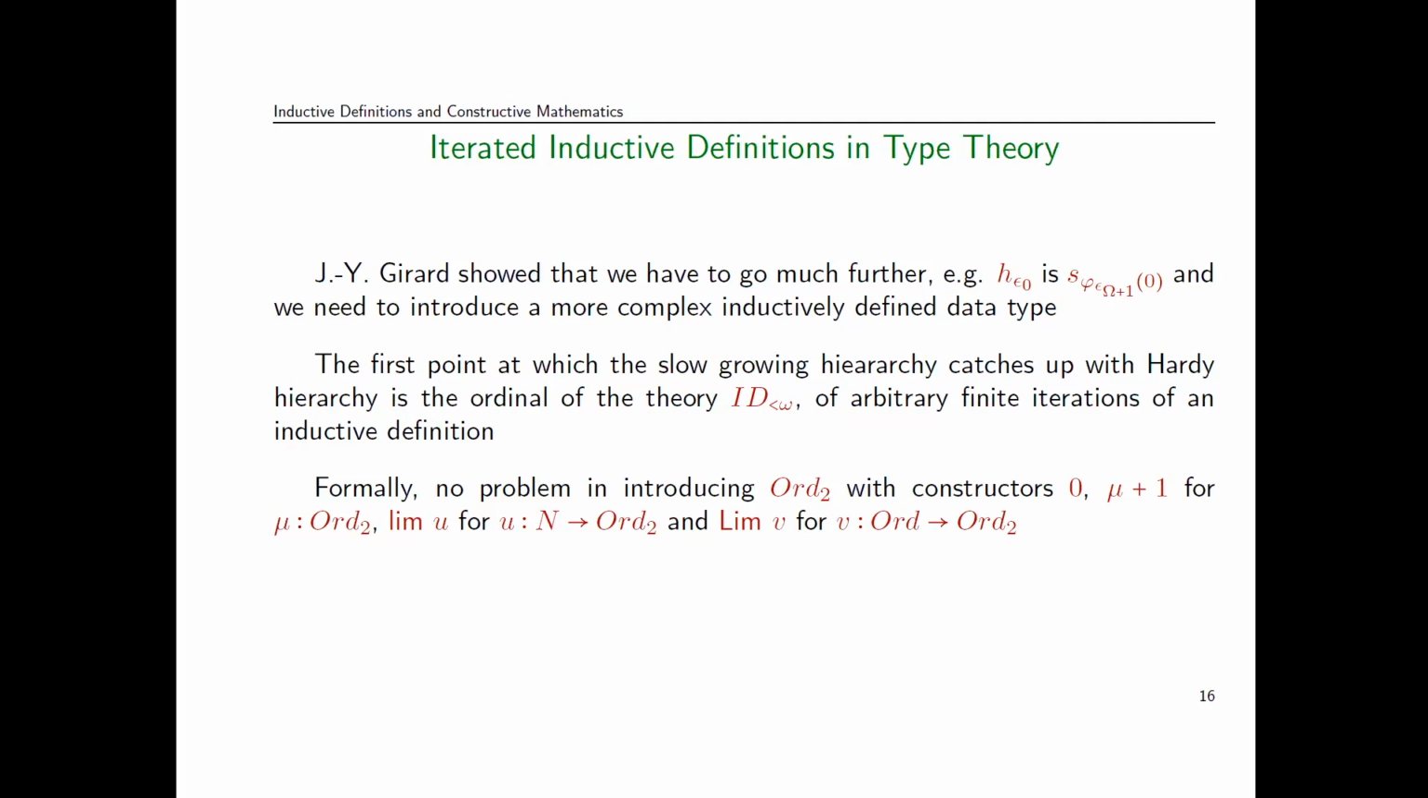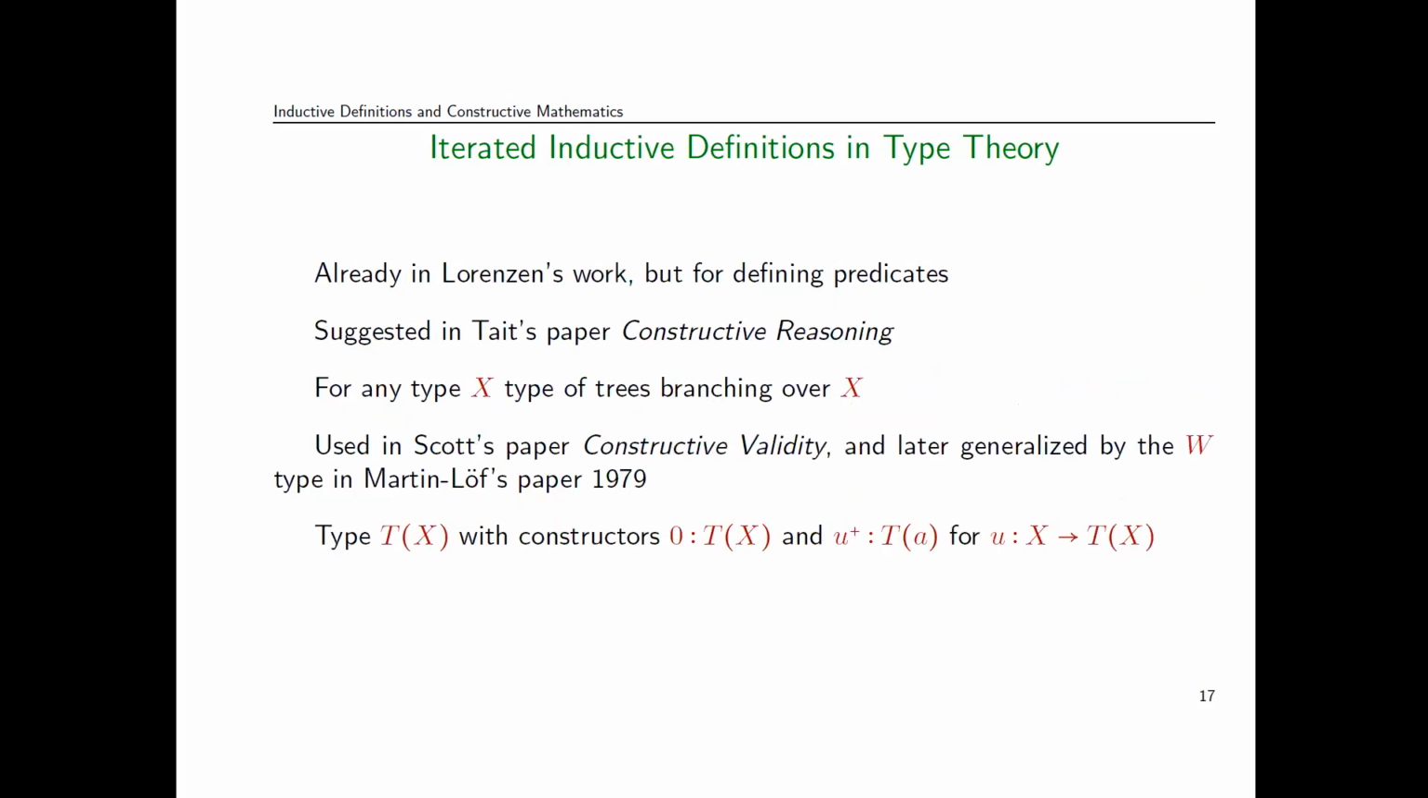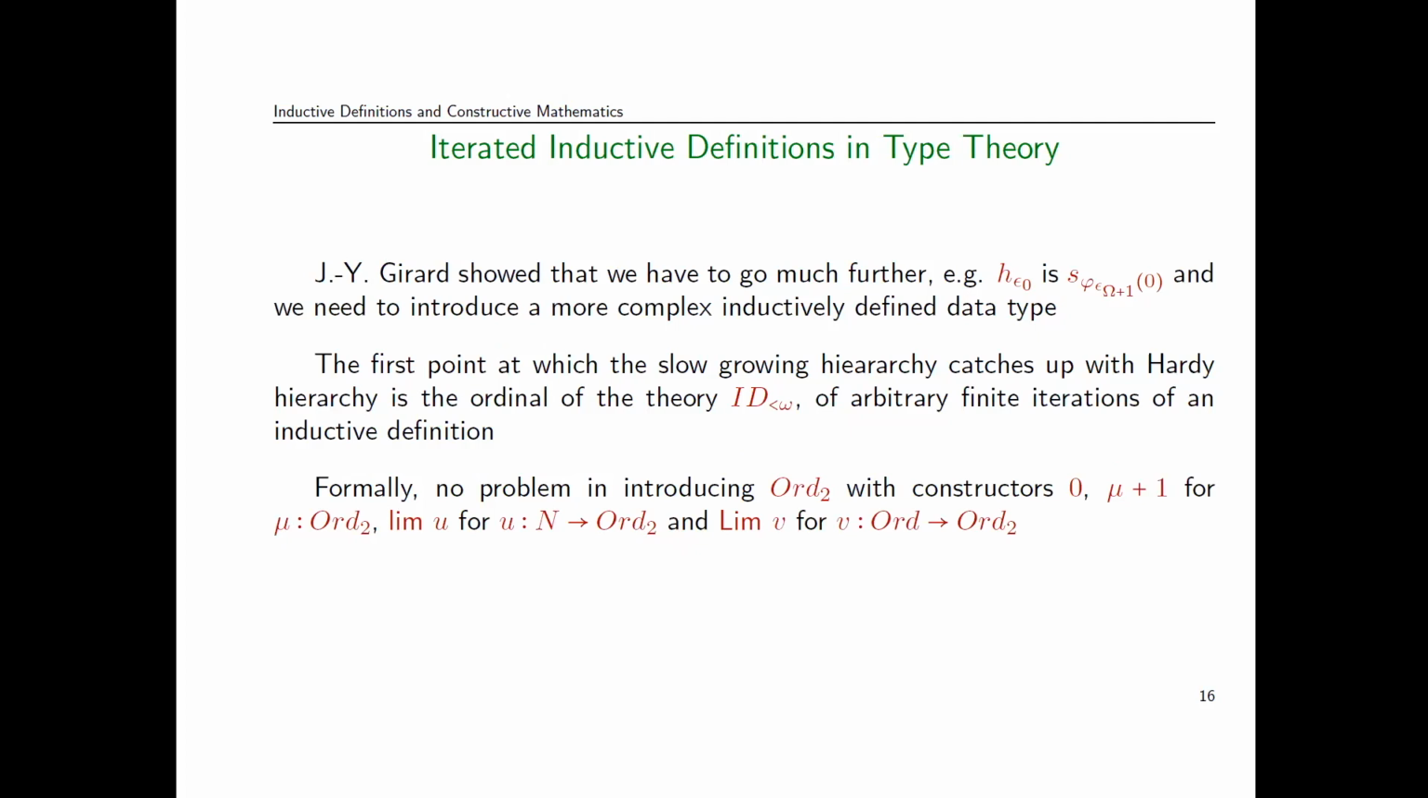So it has some flavor of impredicativity. Yeah, exactly. This needs to be actually analyzed further. So iteration of inductive definitions, formally, is very simple to do. You only add more constructors and enumerations over types that you have already defined.